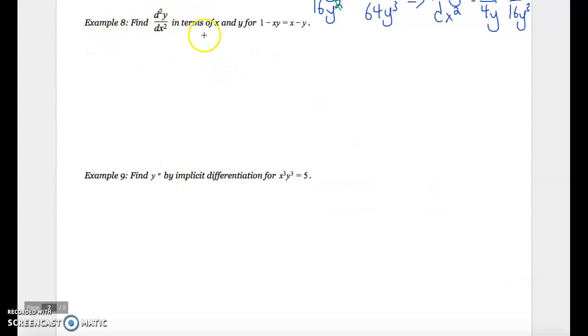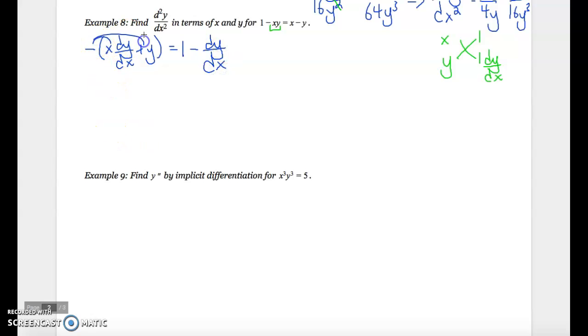So find your second derivative in terms of x and y for this equation. The first thing we're going to do is find our first derivative. So the derivative of 1 is not 1, it's 0, and then minus. Here we have a little bit of product rule going on, so I'm just going to do that off to the side. We got x, we got y, we got 1, we got 1 dy dx. Take the derivative, crisscross applesauce. So then we'll have negative x dy dx plus y equals the derivative of x, which is 1, and the derivative of negative y, which is negative dy dx.